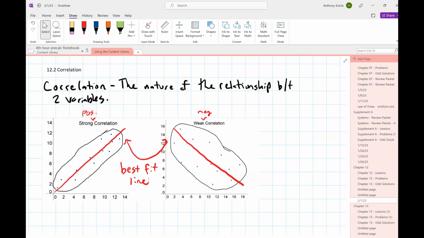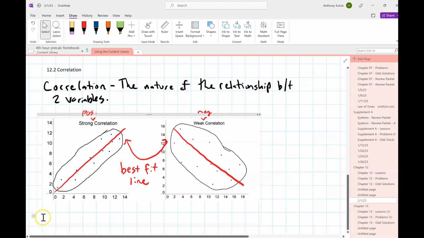Everybody's okay with visually what strong and weak correlation look like? Yes? Does it have to be positive to be strong? No, you could have strong negative or weak positive. The positive or negative is just telling you the direction of the slope, right? Whether it's sloping up or sloping down.